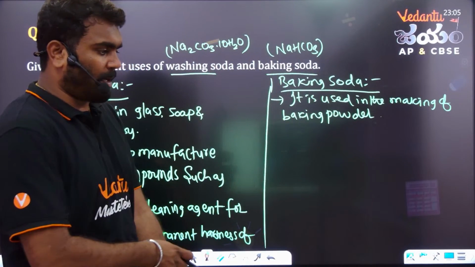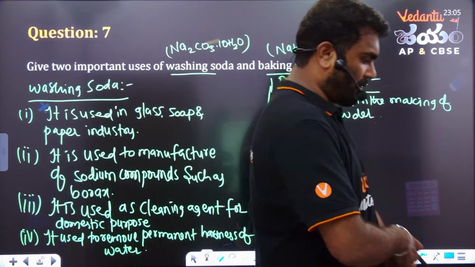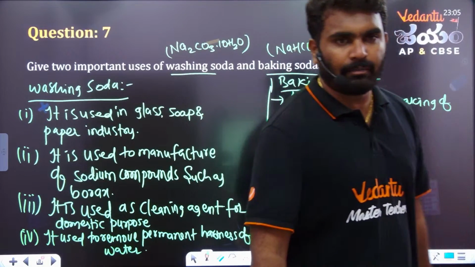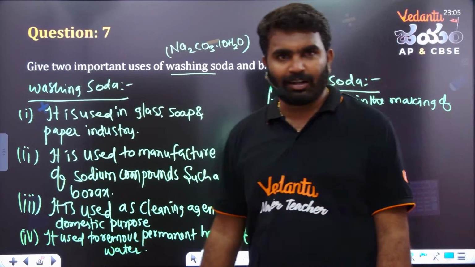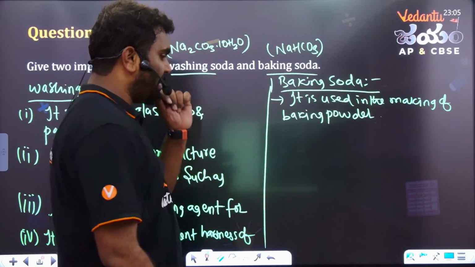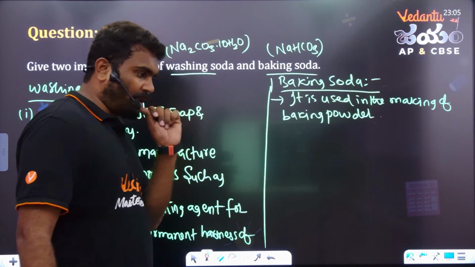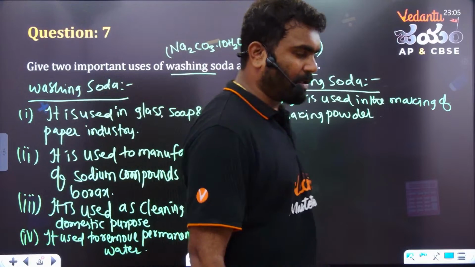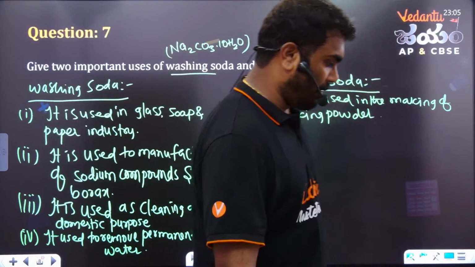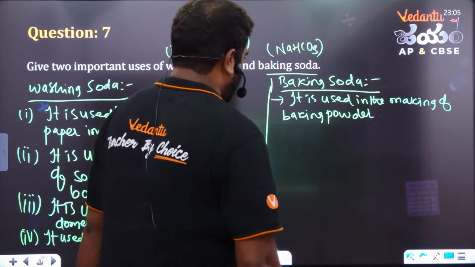Okay, baking powder, where do we use it, beta? Very good, Sai Sindhura. Baking powder is used in the preparation of cake to make it spongy and soft.